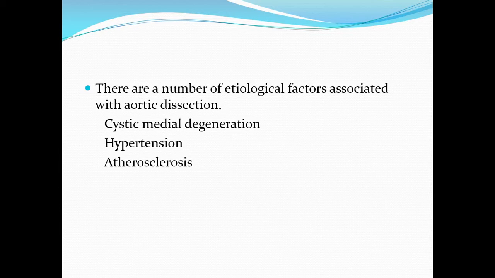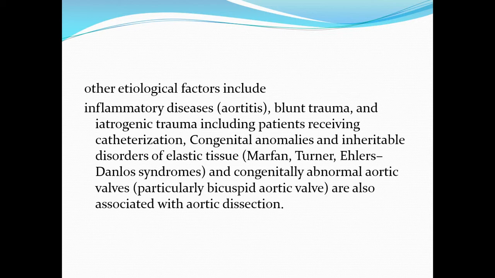three causes: either cystic medial degeneration, hypertension, or atherosclerosis. Other etiologic factors include inflammatory disease like aortitis, blunt trauma, iatrogenic trauma, for example, in patients with catheterization, congenital anomalies, and inheritable disorders of elastic tissue like Marfan, Turner, and Loeys-Dietz syndrome. Congenitally abnormal aortic valves like bicuspid aortic valve are also associated with aortic dissection.